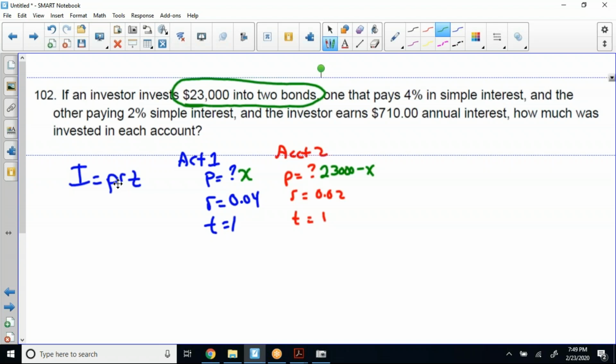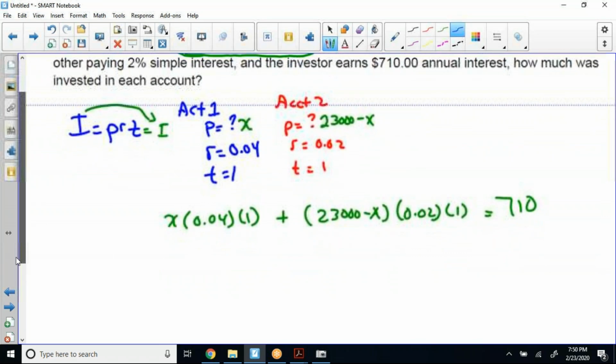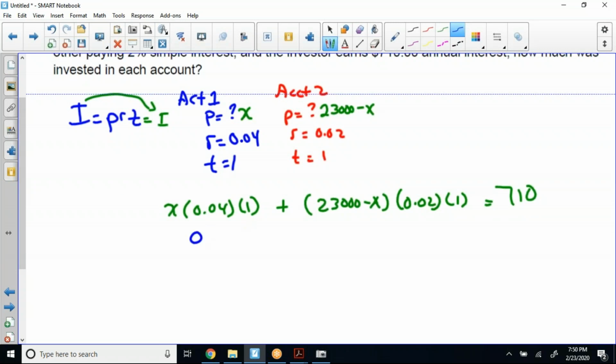So all we're going to do is set this up, but I'm going to put equals I over here, moving it to that side. So X times 0.04, for 1 year, plus 23,000 minus X times 0.02, for 1 year, and he earned $710. So this is the equation, splitting it. This is 0.04x. Then we're going to distribute this.